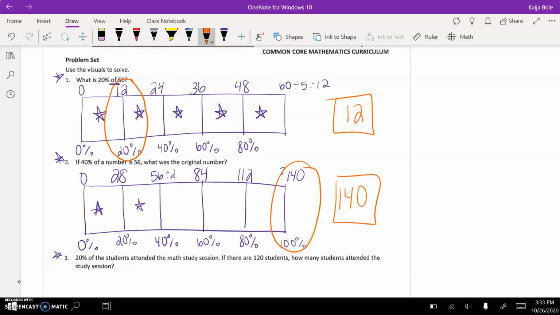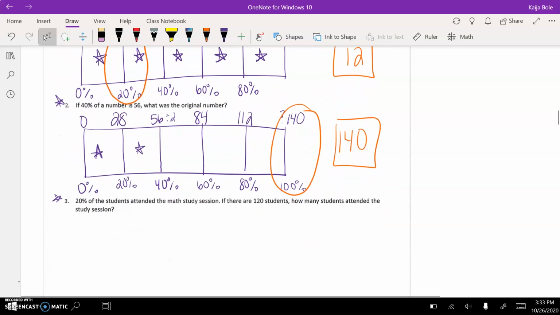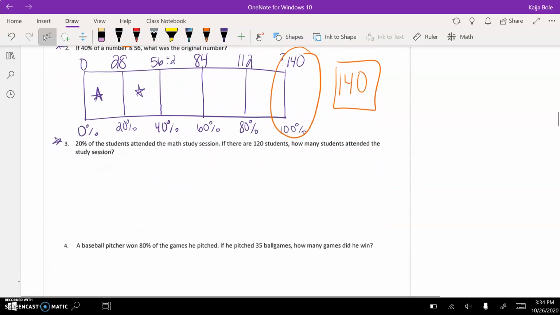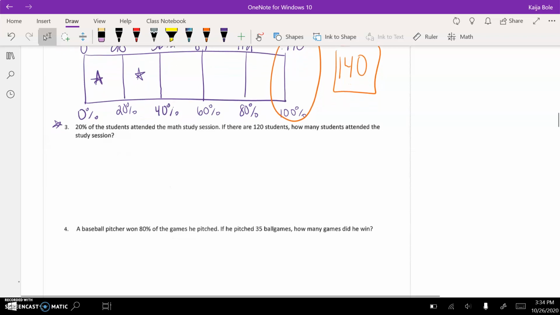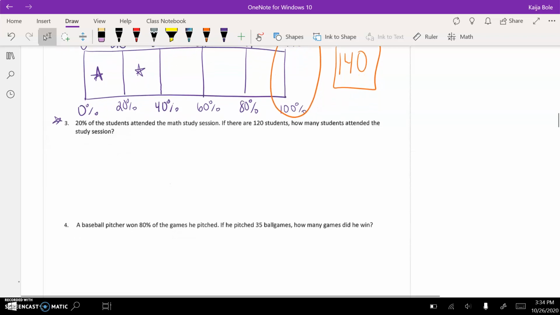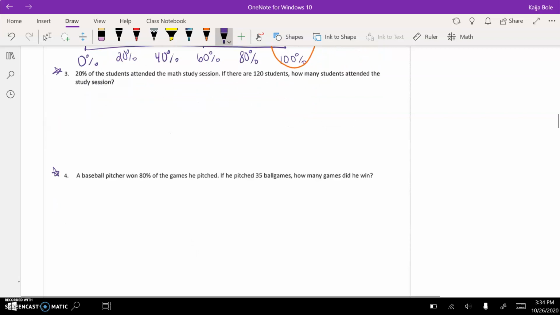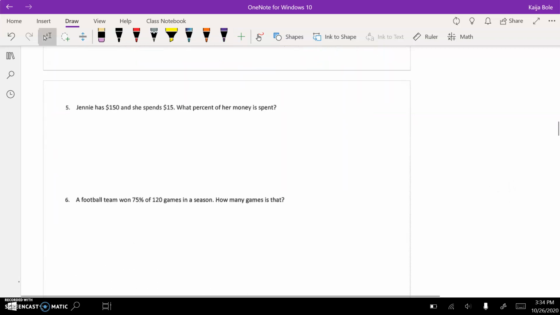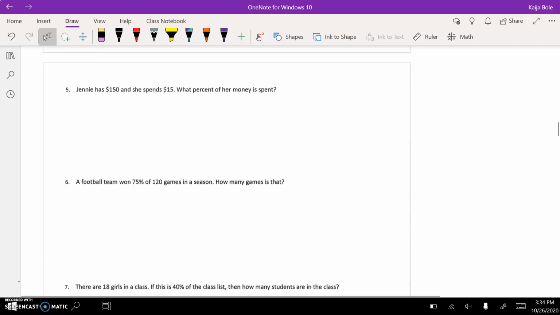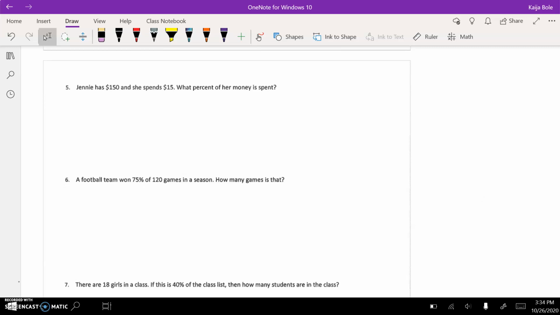All right. So looking at numbers 3 and 4 here, numbers 3 and 4 are like number 1. So you might want to use number 1 as an example. And then 5 and 6. 5 is a little more like number 2. And then 6 is a little more like number 1.